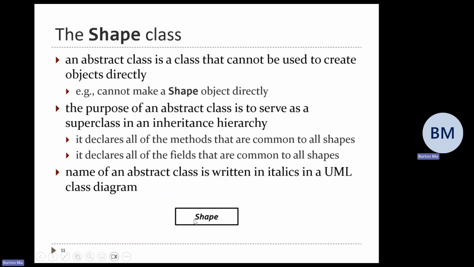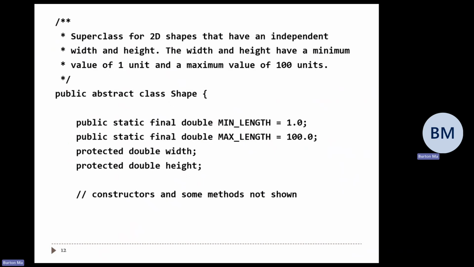So in a UML class diagram, it looks the exact same as a regular class, except the name is in italics. If you ever see anything in italics in a UML diagram, that's probably indicating an interface or an abstract class. I believe, correctly, it's only an abstract class.